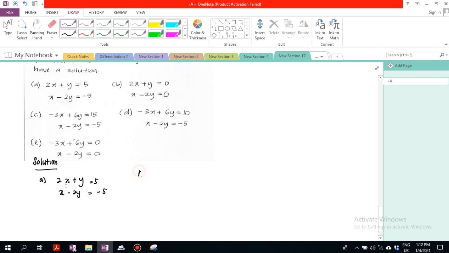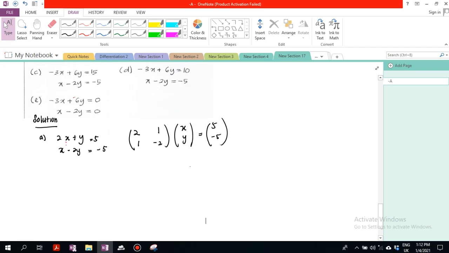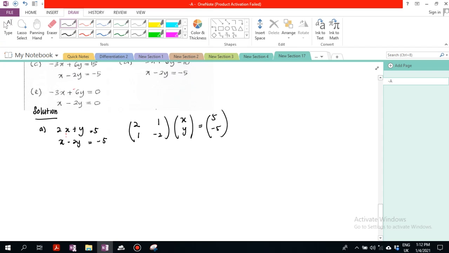So here your determinant is, oh sorry, before that we do the matrix first. Your matrix will be [2, 1; 1, -2] times [x, y] equal to [5, -5]. So this is your matrix. This is your A, this is your x, and this is your small b. Next step you need to find the A determinant.